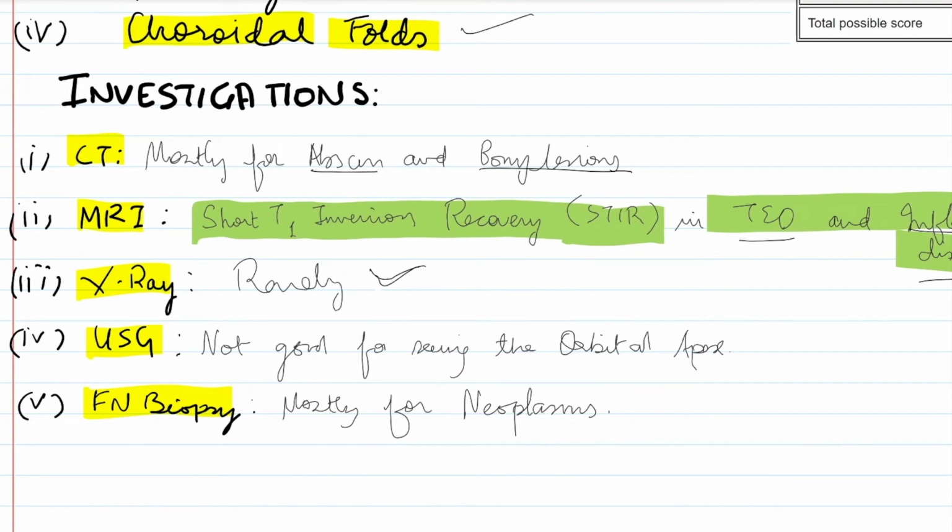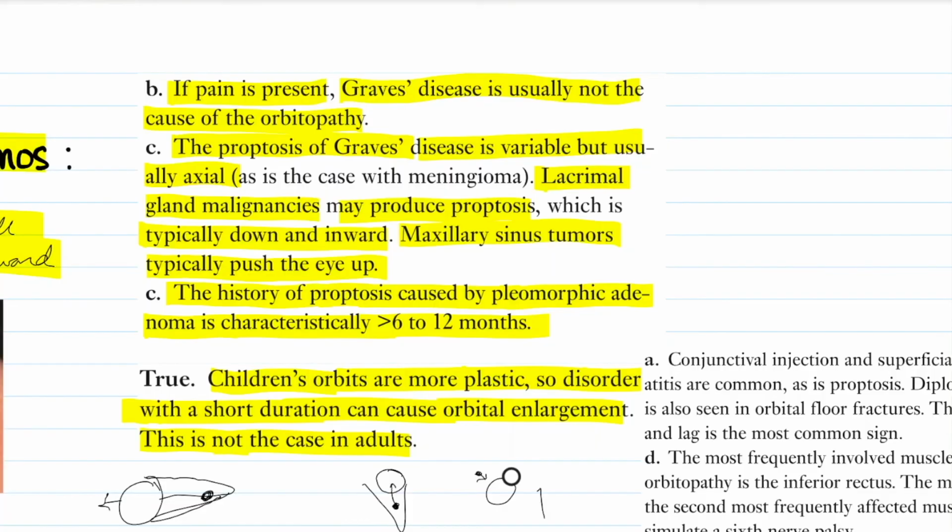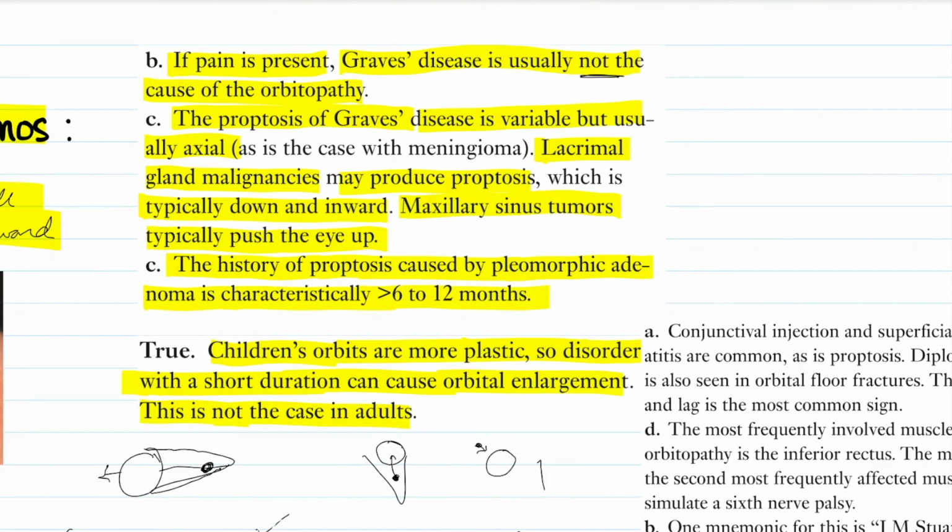So now going over some points that have some importance regarding their high yield in the tests, especially in international exams, as I'm also preparing for one. If pain is present, Graves' disease is usually not the cause of the orbitopathy. Graves is usually an axial proptosis, whereas lacrimal gland malignancies and maxillary sinus tumors produce a dystopic sort of proptosis. A pleomorphic adenoma presents with a proptosis that is long-standing, which helps distinguish it from other types of proptosis that are generally very early in onset.